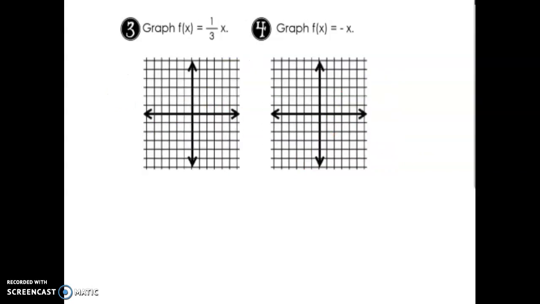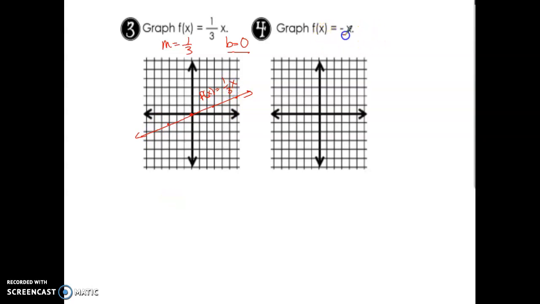Your other two examples, the b, there is nothing added to this equation, so it goes through the origin. M is 1/3. Start at your point (0, 0), your y-intercept, and now you're going to go up 1 and over 3. Up 1 and over 3, to find the rise over the run, connect your dots. This is your line, f of x equals 1/3 of x.